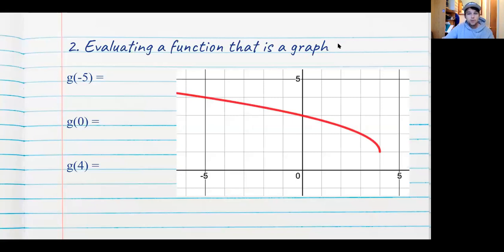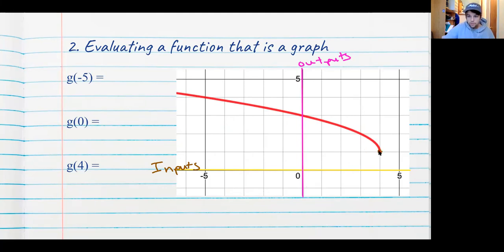All right, let's talk about the second thing we can do. We can also evaluate functions that are graphs. Now, we have to remember two important things. The x-axis, right here, the yellow one that I just made, represents our inputs, right? These are our inputs. And the y-axis represents our outputs. I'm going to write that also. Outputs.